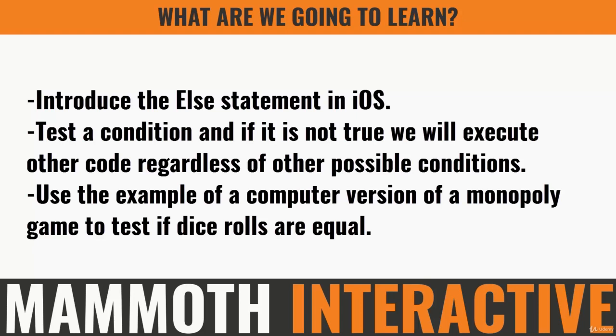So this is a chance to test maybe just one or two conditions out of many possible ones, and if those conditions aren't true, then we're going to encompass all other possibilities in this else statement. We're going to use the example of a computer version of a Monopoly game to test if dice rolls are equal. If they're equal, we'll have one thing happen, otherwise we'll have another thing happen.